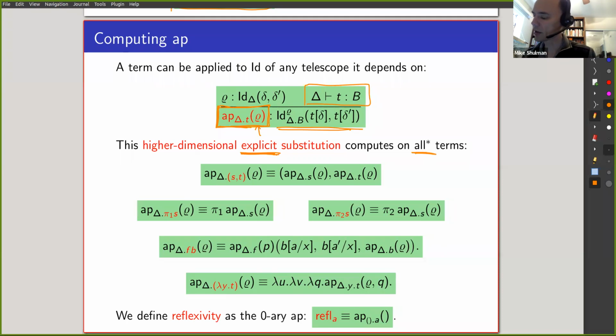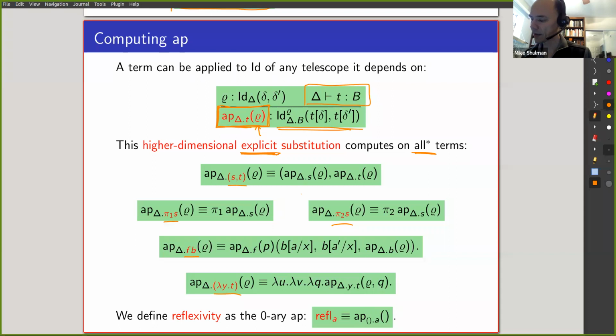There's one exception to the claim that this computes on all terms, and I'll get back to that in a couple of slides, but it computes on nearly all terms, right? So any particular term we've got, a pair, a projection, an application, an abstraction, and so on, this computes on everything. And this is like the behavior of ordinary substitution. It's not like an eliminator that computes only on introduction forms. The substitution pushes inductively through all possible terms that you could write down, even neutral terms or redexes.